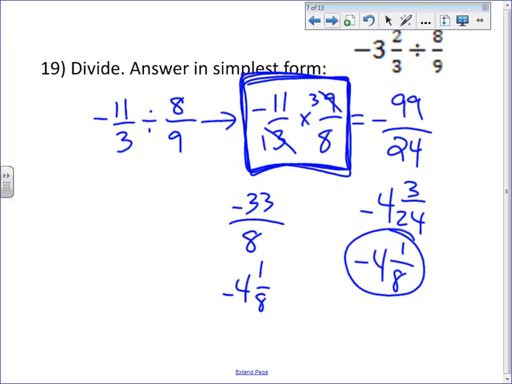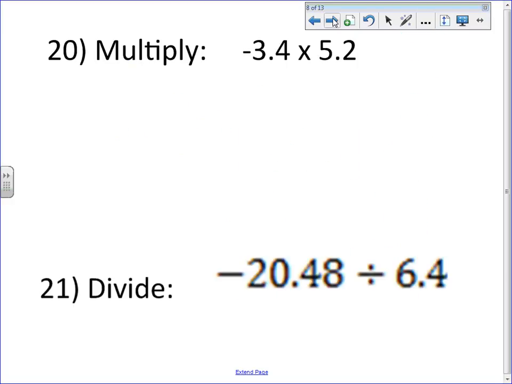Same answer. Number 20, multiply negative 3.4 times 5.2. Well, that's going to be a negative answer. It's positive and negative. Now I'm going to multiply 3.4 times 5.2. I do not line up the decimals. A lot of people are still lining up the decimals and bringing the decimal down to the next line. That is not how you multiply. You just write the numbers on top of each other like regular multiplication, and then you multiply, and at the end you count how many numbers you have to move the decimal point. So 4 times 2 is 8.